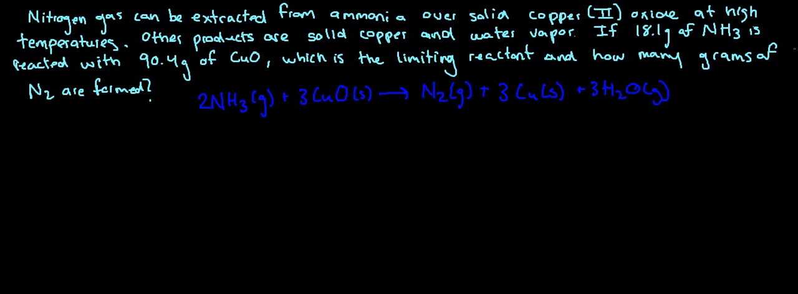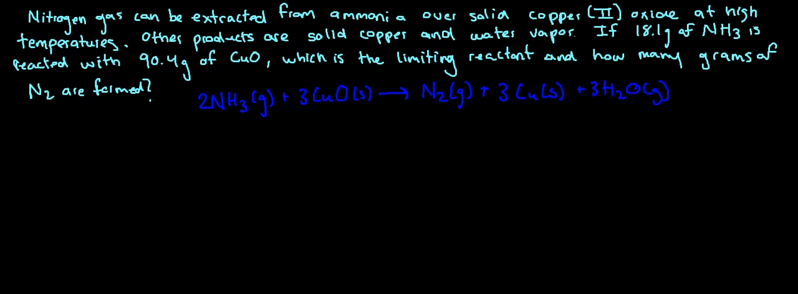Nitrogen gas can be extracted from ammonia over solid copper(II) oxide at high temperatures. Other products are solid copper and water vapor. If 18.1 grams of NH3 is reacted with 90.4 grams of copper oxide, which is the limiting reactant and how many grams of nitrogen are formed? And here is the chemical equation. 2NH3 plus 3CuO gives N2 plus 3Cu plus 3H2O.